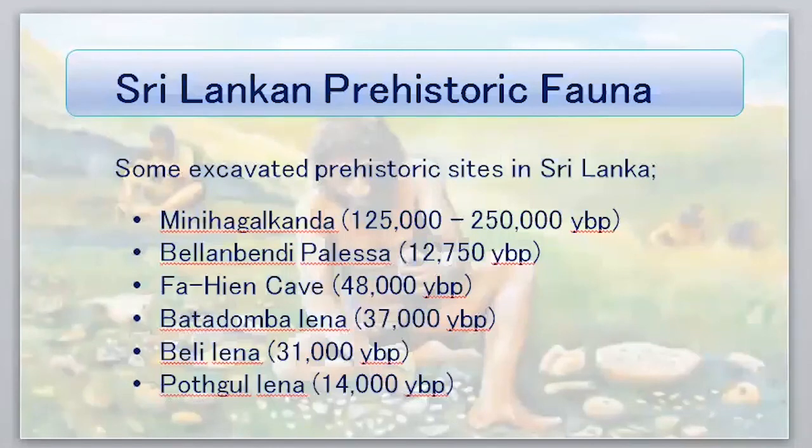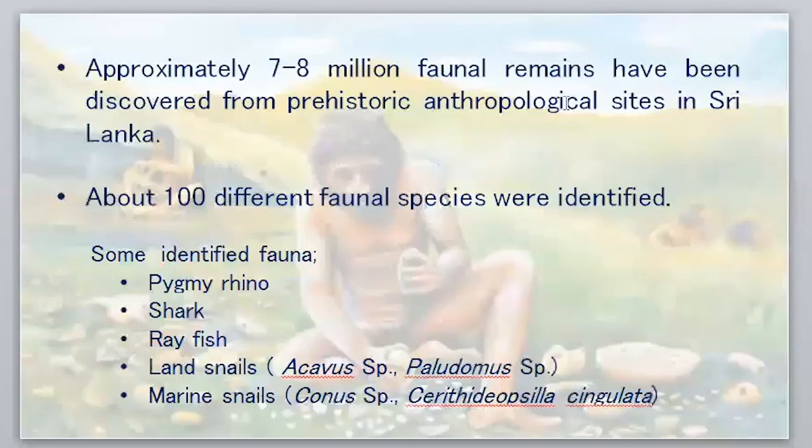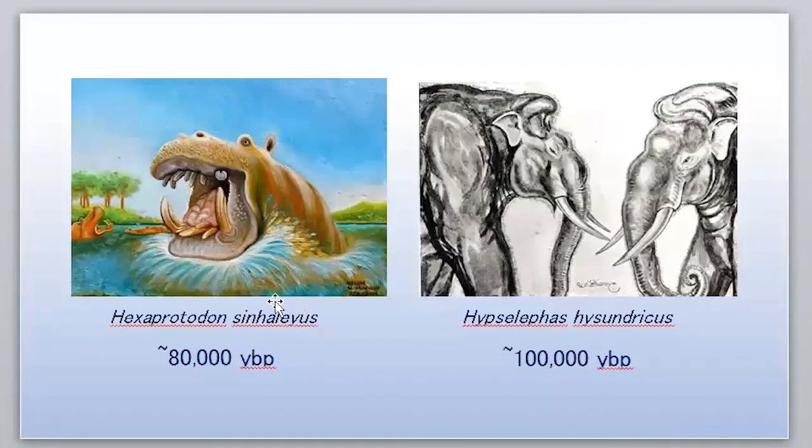Anyway, these are some of the animals here in Sri Lanka. About 100 different faunal species were identified, 100 different animals. Most of them are mammals and some sharks, fish and snails. So these are some of them. This is the hippopotamus, the Sri Lankan hippo, Hexaprotodon cinghalis. And these are some ancient elephants, Hypsilophus hirsuticus. This was unearthed from our country.